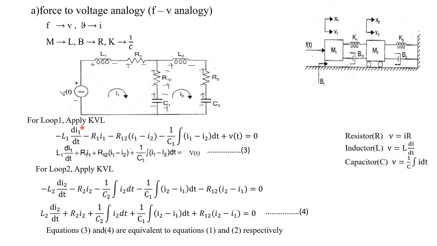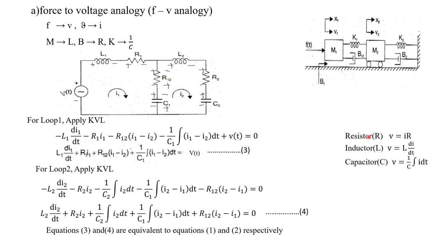Here L1 into di1 divided by dt, because the inductor is L1 and the current flowing through the inductor will be I1. Okay, the next element: plus to minus, that is minus. What about the voltage drop across the resistor? V is equal to I into R, so here you have to write I1 into R1. The next, if you are coming like this, plus to minus, that will be minus.